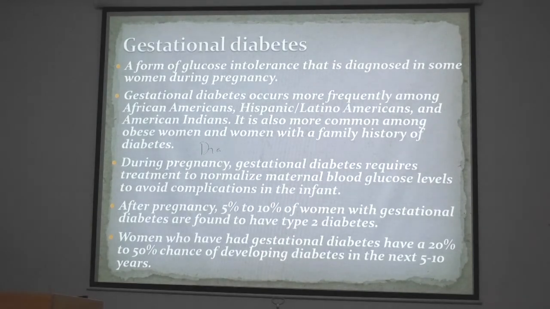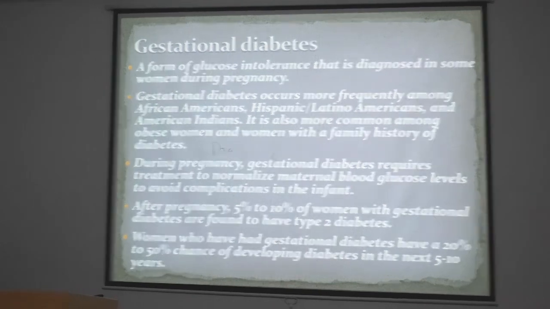Now gestational diabetes. Gestational diabetes, a form of glucose intolerance that is diagnosed in some women during pregnancy, and it may occur more frequently among the African American people. It is also more common among obese women and women with a family history of diabetes. So all are prone to chances of having diabetes. Means the women who are already obese and get pregnant have a high risk of type 2 diabetes because it causes what? Insulin resistance, the resistance of the cell towards insulin.